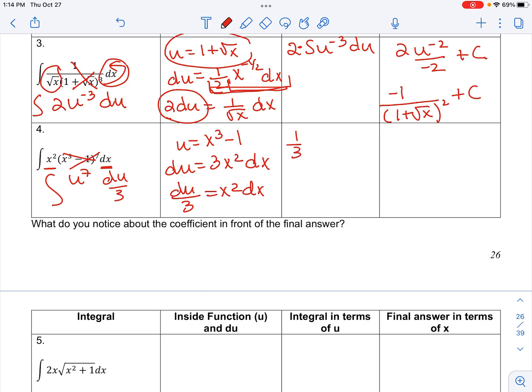So let's pull that 1/3 out. So this is my rewrite. Antiderivative is 1/3, add 1, divide by the power. And I'm going to leave it like this and plug back in the u. So this is my answer in terms of x's.